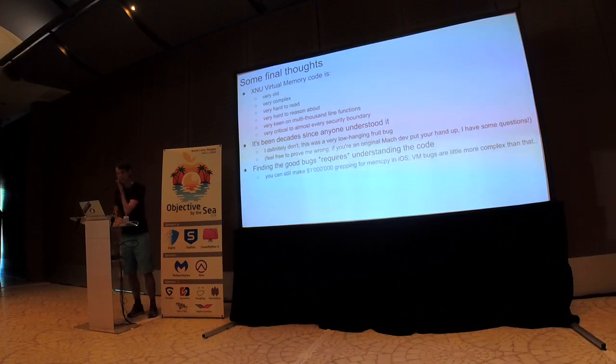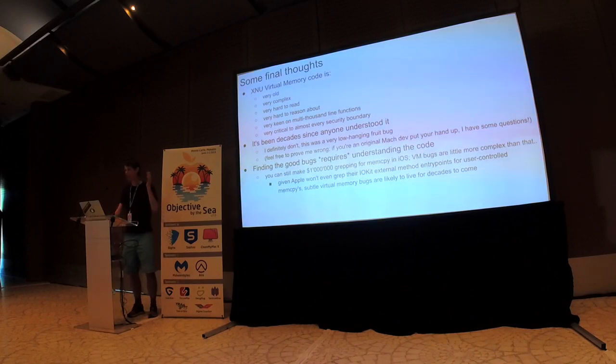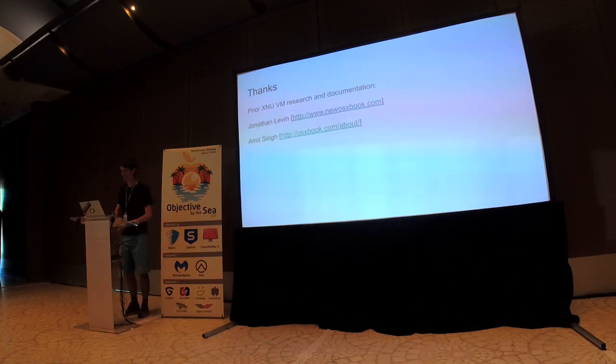Now I'm just going to have a small rant. Yes, you can still make $1 million grepping for memcopy in iOS, and you definitely can. But virtual memory bugs are more complicated than just grepping for known bad functions. Actually, if it wasn't memcopy, it was memmove, so maybe Apple's grep is for the wrong thing. Yes, given that Apple refused to do that, these so-called virtual memory bugs are likely to live for a very long time. Trust your non-luxury $999 devices accordingly. That was a ruined version of a quote from Craig Federighi recently saying that these are non-luxury devices. Yes. So, I just end.